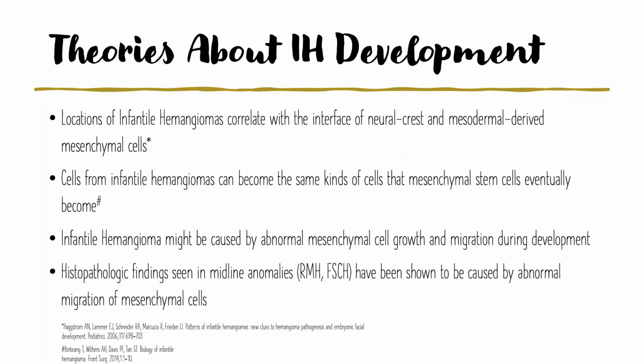Finally, some of the midline lesions we identified in our study, such as rhabdomyomatous mesenchymal hamartomas and folliculosebaceous cystic hamartomas, have been shown to be caused by an abnormal migration of mesenchymal cells. All of these findings put together point toward mesenchymal cell involvement in the formation of infantile hemangiomas.